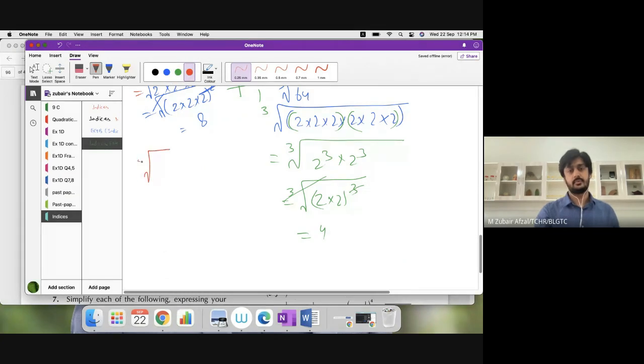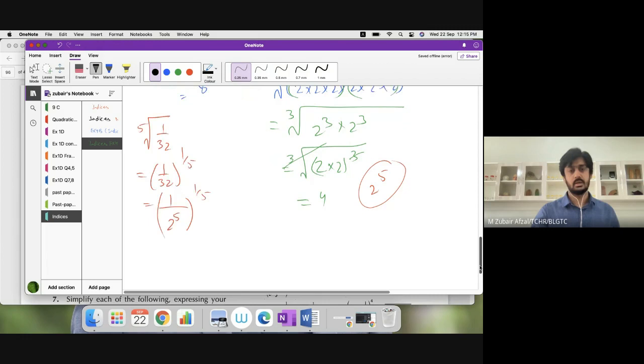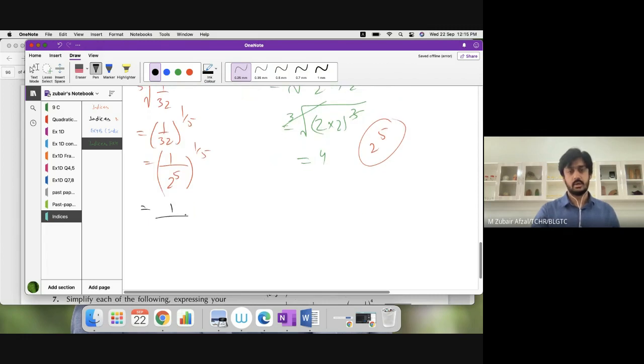This is the fifth root of 1 by 32. That means this is 1 over 32 raised to power 1 by 5. And 32 is 2 raised to power 5, so 1 over 2 raised to power 5, all raised to 1 by 5. When we apply this power, 1 raised to power anything is 1. And 2 raised to power 5 times 1 by 5, these 5 will cancel out. The answer is 1 by 2.